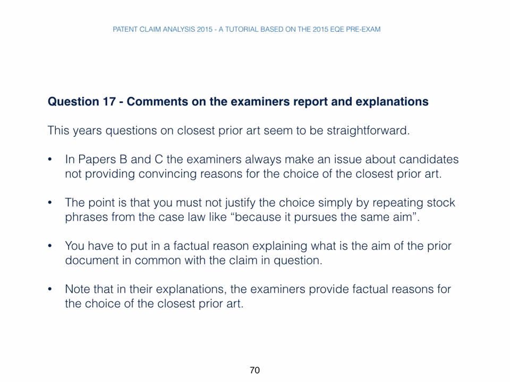You have to put in a factual reason explaining what is the aim of the prior document in common with the claim in question. Note that in their explanations, the examiners do provide factual reasons for the choice of the closest prior art. So be careful how you explain why a particular document is the closest prior art. It's going to be important in the future. Next, we turn to questions 18.1 and 18.2.